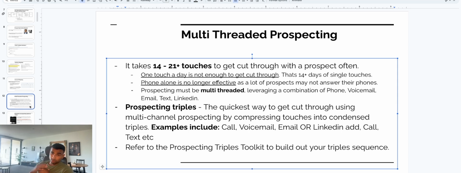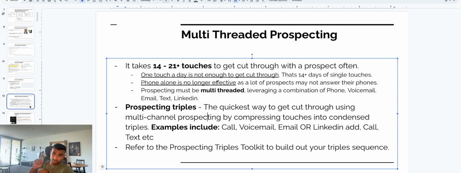If you're not doing triples, you are missing out on getting opportunities. You're missing out on getting booked meetings, right? I'll give you some stories. I used prospecting triples from way back when I was at Gartner, right? When I was at Gartner, I was like 23, I'm 32 now. So it was almost 10 years ago that I was using prospecting triples.